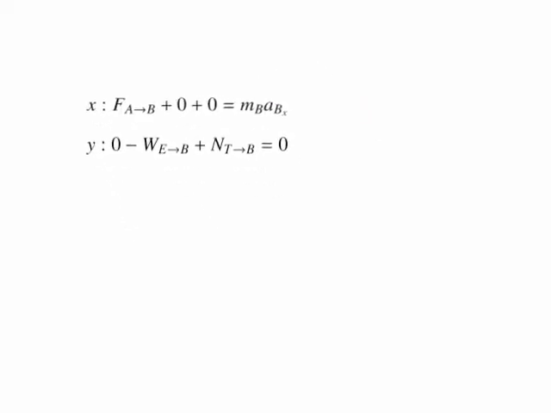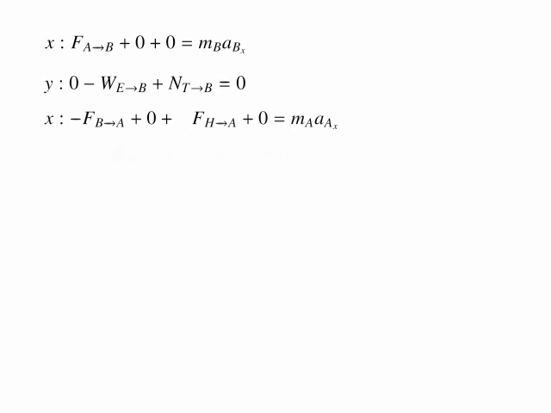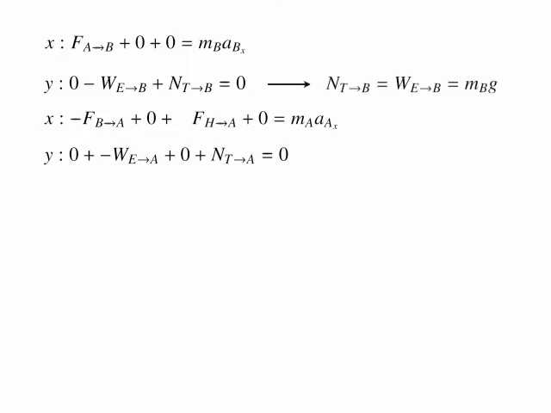Okay, so let's bring these equations together, the equations from book B, the equations from book A, and see what we can deduce. First of all, from the y component of book B, notice that we can solve for the normal force. The normal force of the table pushing up on book B is just equal to the magnitude of the weight of book B, and that's just equal to the mass of book B times g. And the y component of the book A equation similarly permits us to compute the normal force acting on book A from the table.